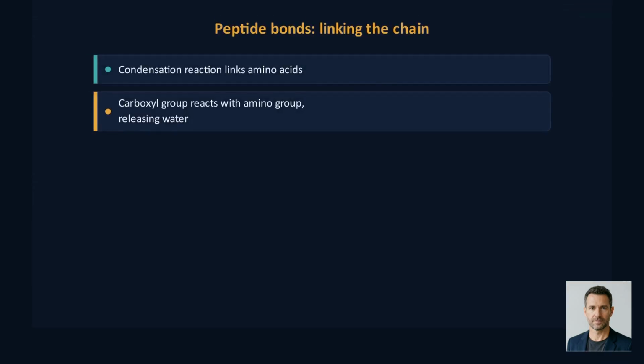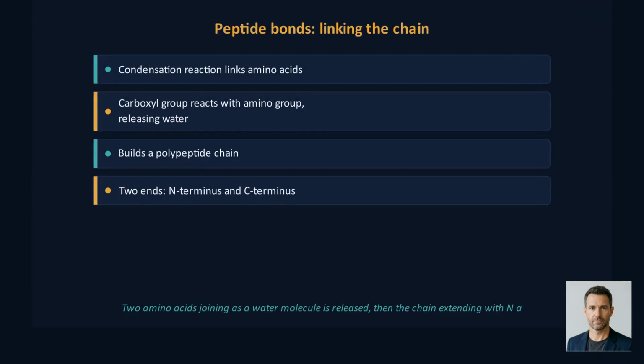One amino acid is not a protein. To build one, amino acids must be linked, and they are linked by the peptide bond. A peptide bond forms through a condensation reaction. The carboxyl group of one amino acid reacts with the amino group of the next, releasing a single molecule of water. Repeat that step again and again and the amino acids join into a polypeptide chain.